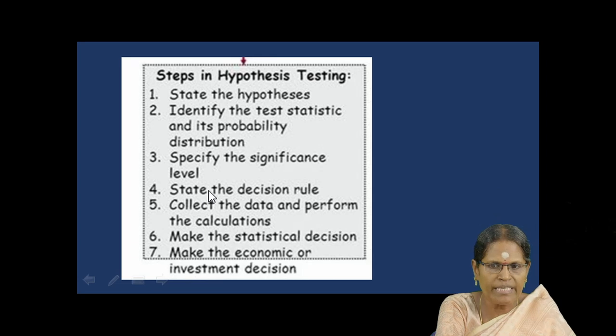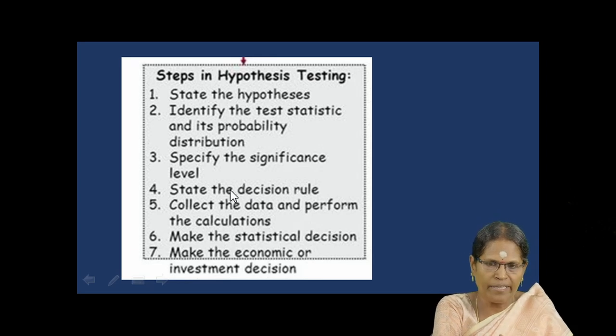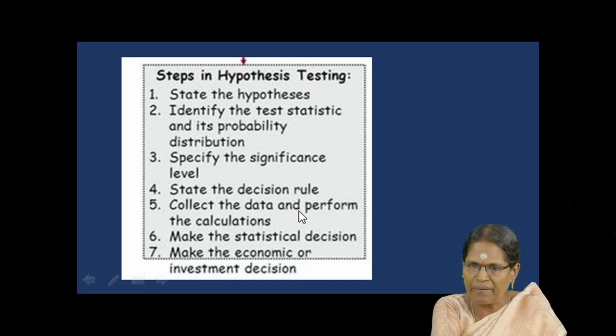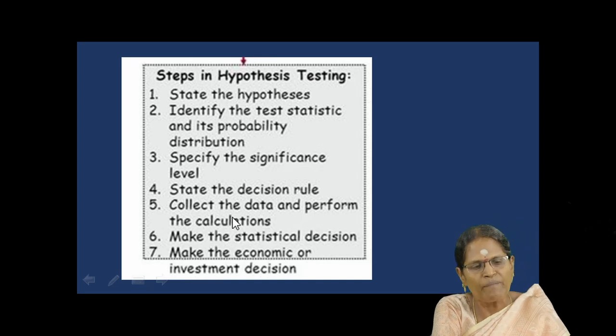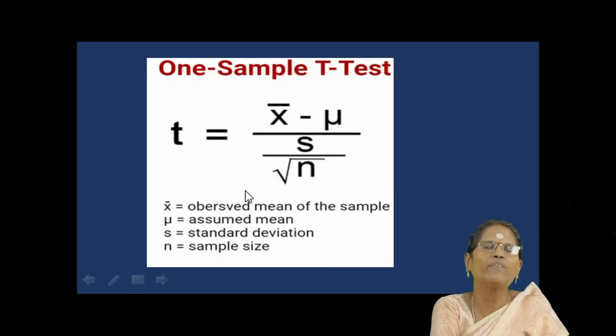Now we are coming to the decision rule. To come to the decision rule, we need two things. One thing is data. We need the data and we have to do the calculation. The data we need is the variable. With the help of the variable, we can calculate X bar, standard deviation, correlation, and whatever is needed for our study. So after collecting the data, we have to perform the calculations. To perform the calculations, we need formulas.